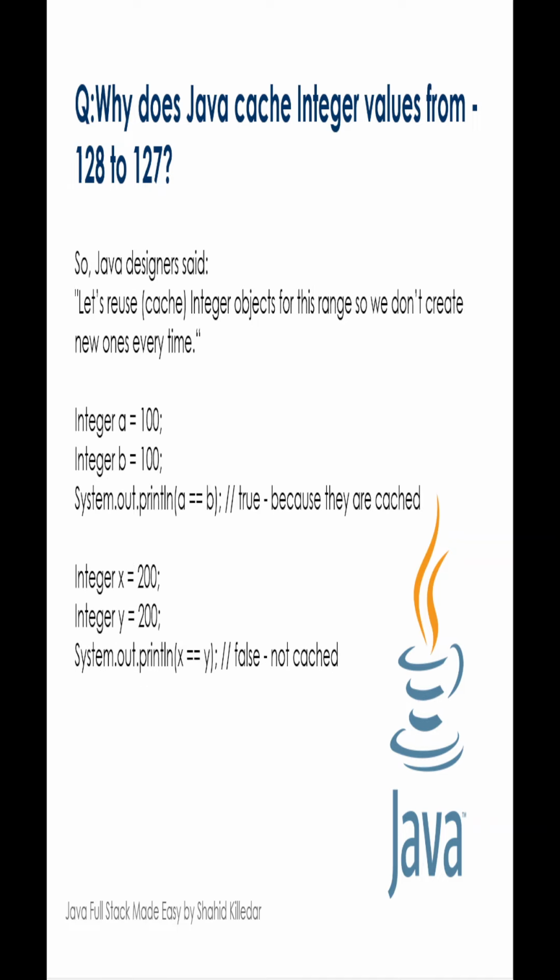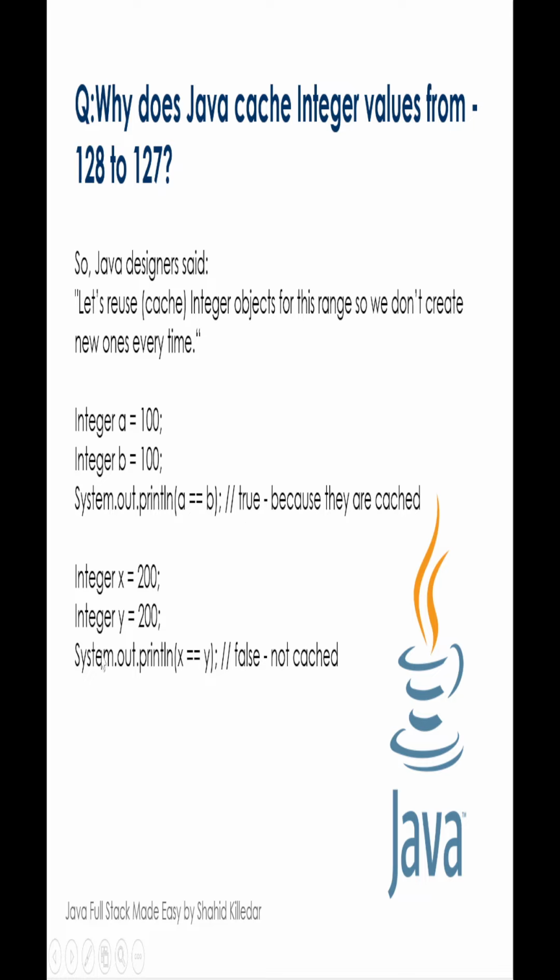Okay, next. Now in this example you might understand it very clearly. You can see that Integer a equals 100, Integer b equals 100. As I told you, Java does not create new objects when the value falls into this particular range. Because it's not creating two separate objects, the == operator will give you true for this.